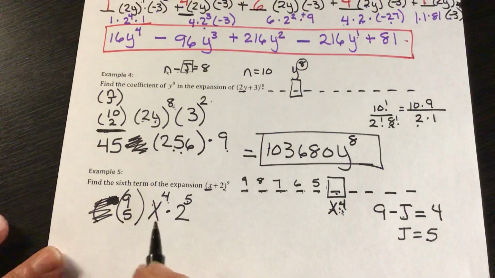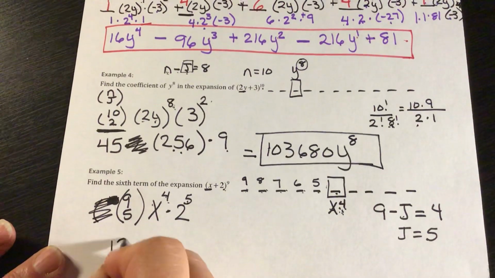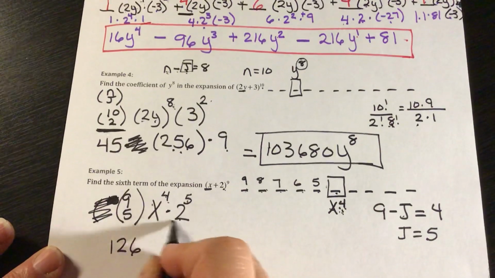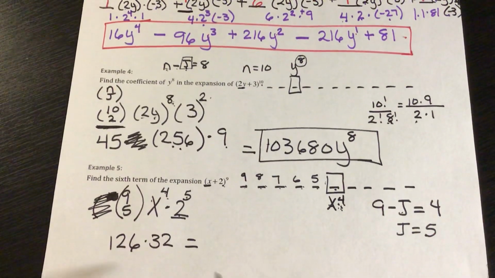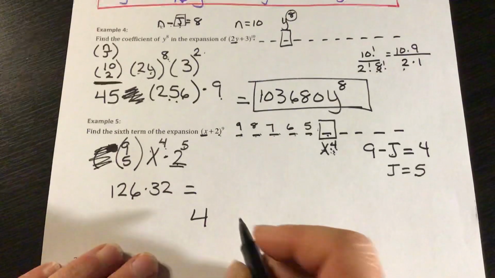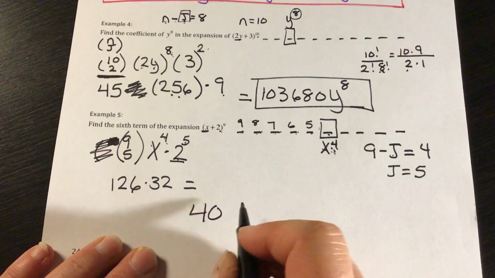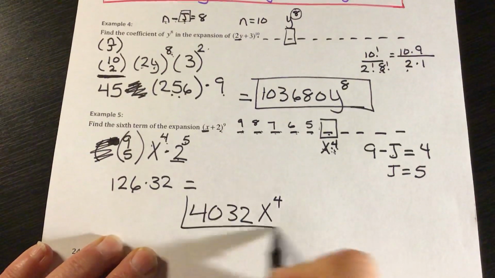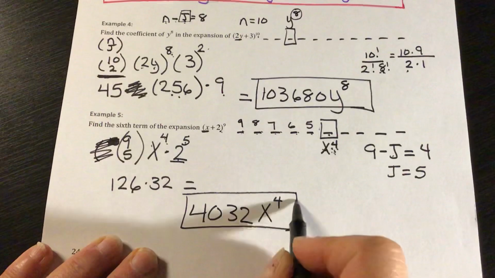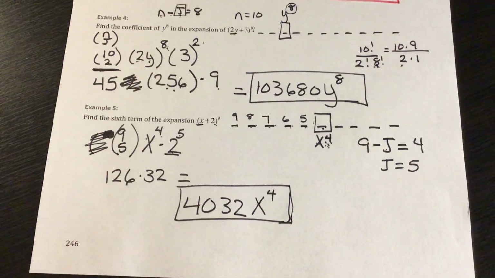So 9 choose 5, I calculated that already, is 126. 2 to the 5th is 32. Multiply these together and I get 4,032 x to the 4th power. And that's it. So this is just a lot of patterns and calculations with binomials, binomial expansion.